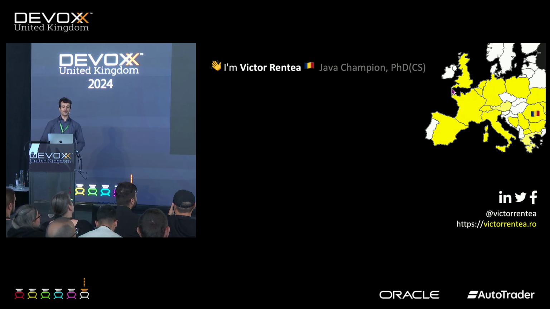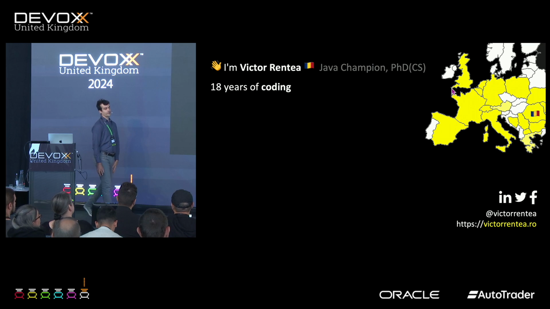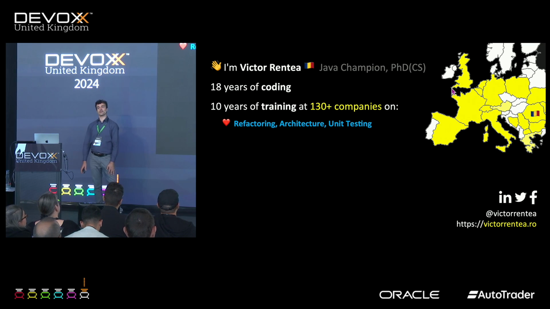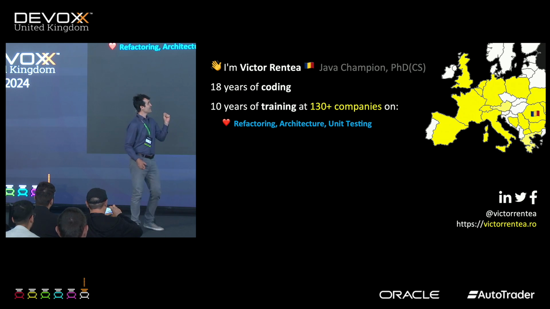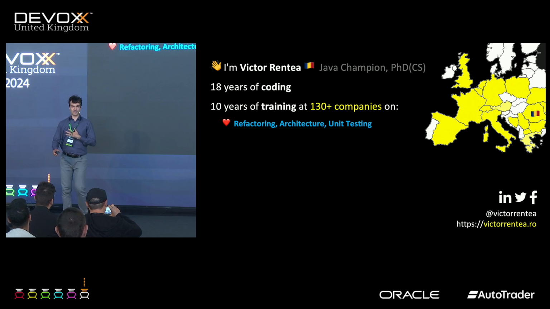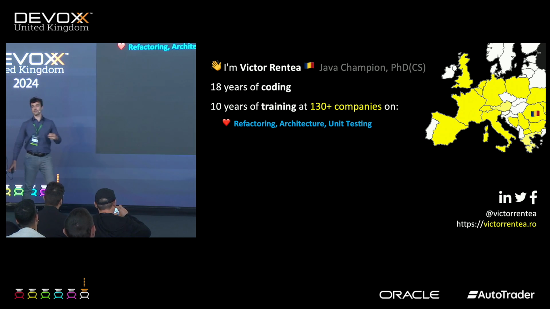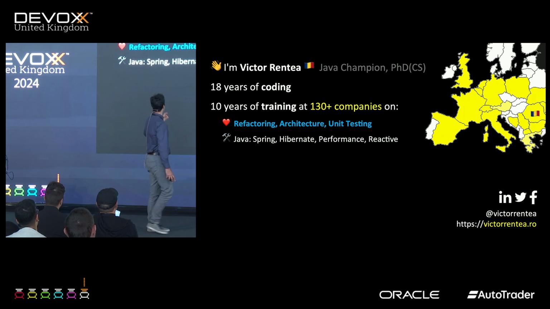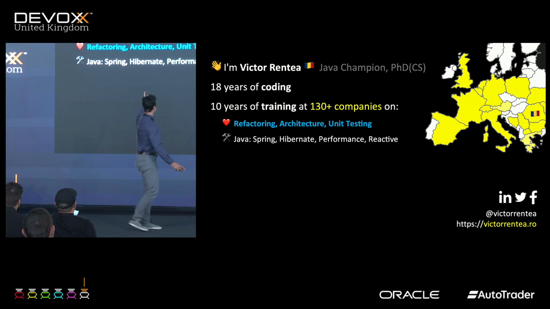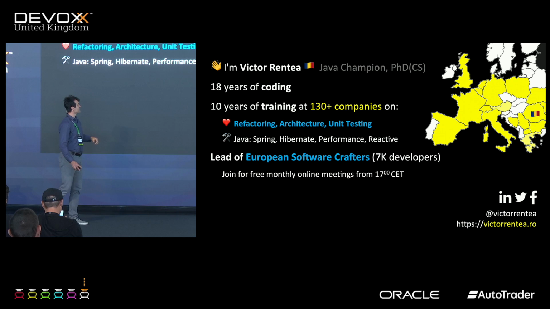I'm coding in Java for almost 20 years, and for the past 10 years, I'm doing consultancy and coaching for various teams for an insane amount of companies throughout Europe. Insane as in unhealthy. You can't imagine the horrors I've seen. My favorite topics are refactoring, architecture, and unit testing. If I would define myself, I would define myself as a clean code maniac. Of course, I do Java stuff, Spring Framework, Hibernate Performance, Reactive.